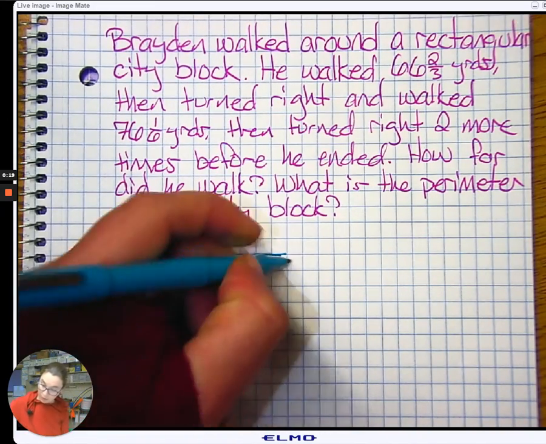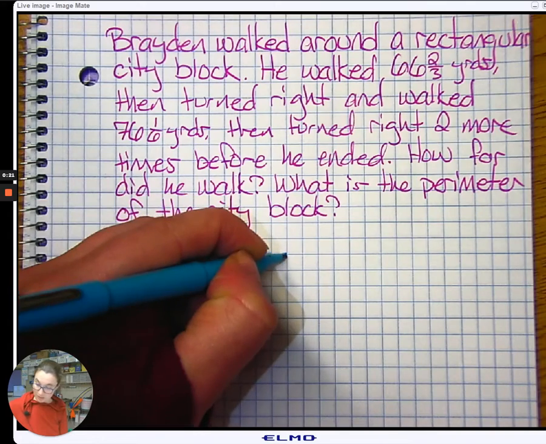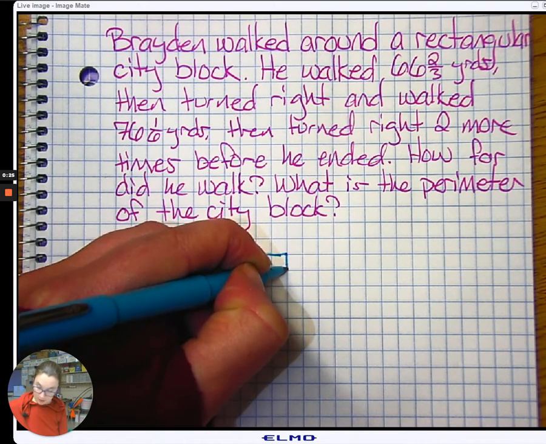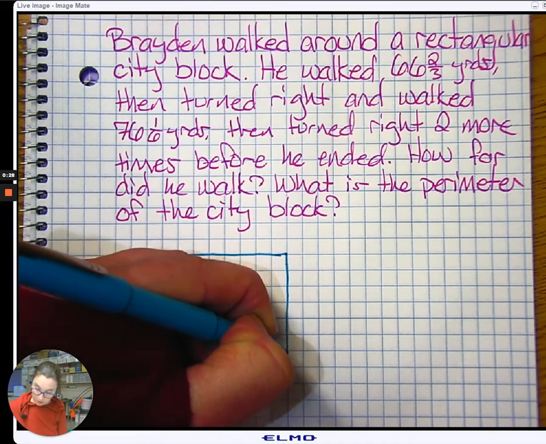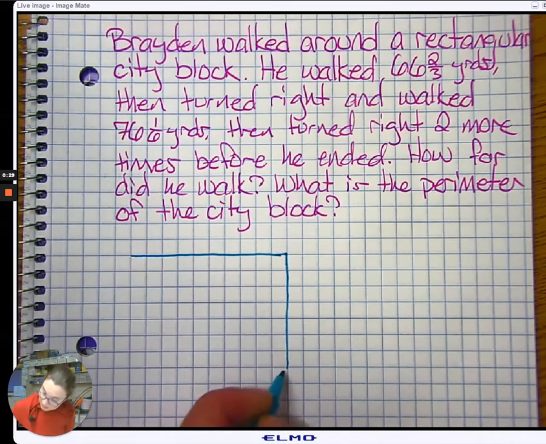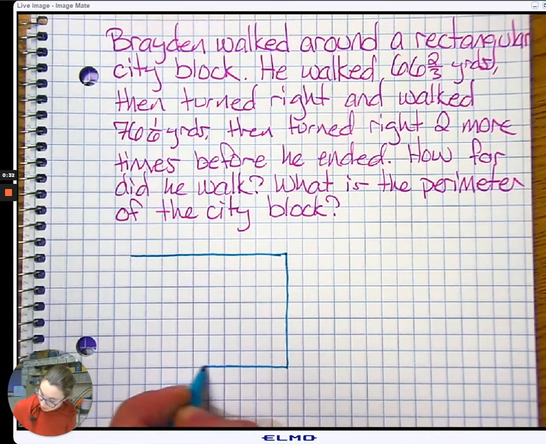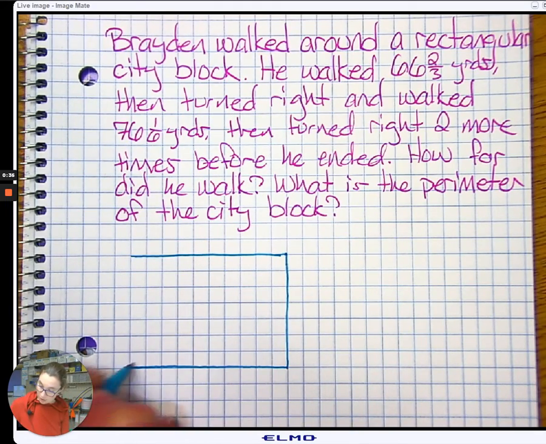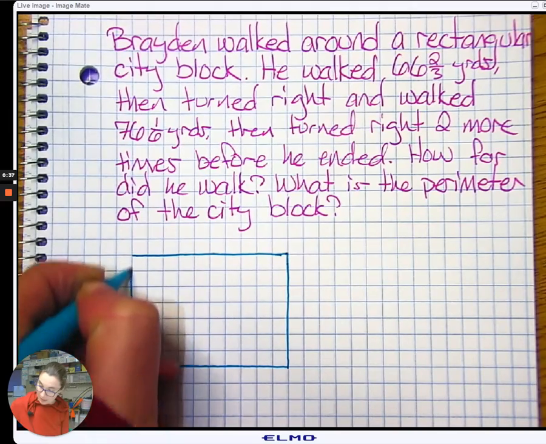And then turned right. He's going this way, so turned right is this way. And walked 76 1/6 yards. I'm not going to draw this to scale. And then turned right again 2 more times before he finished where he started. One, turn right here, and turn right here. So there we have a rectangle.